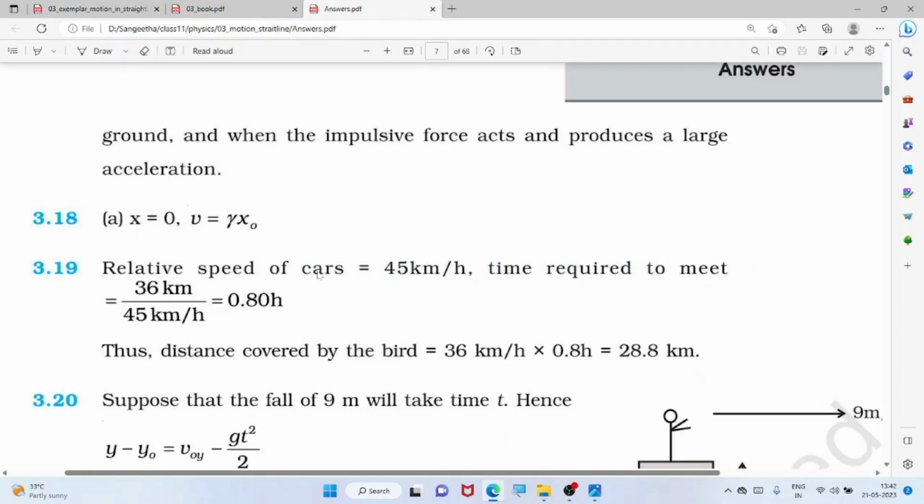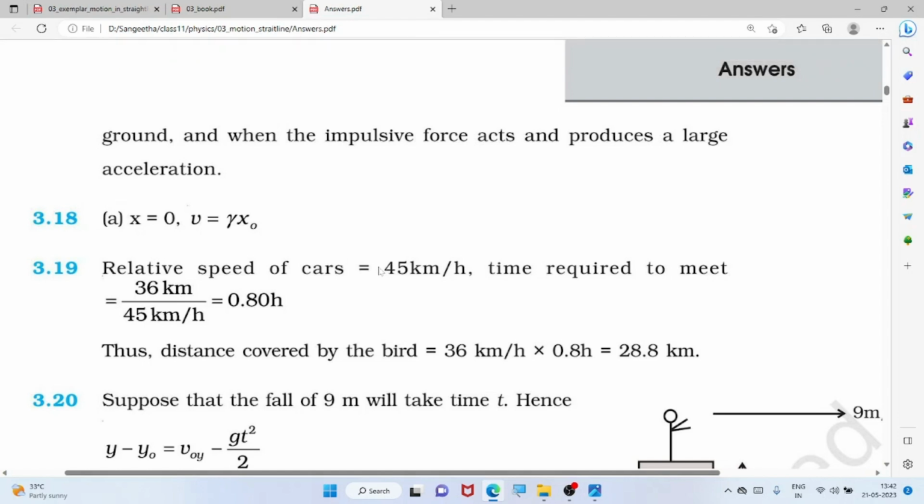For the relative speed of the cars, we have to add the velocities of both the cars. Time required to meet is the distance divided by the velocity, so this is the time. Thus the distance covered by the bird is 36 kilometers per hour times this much time.